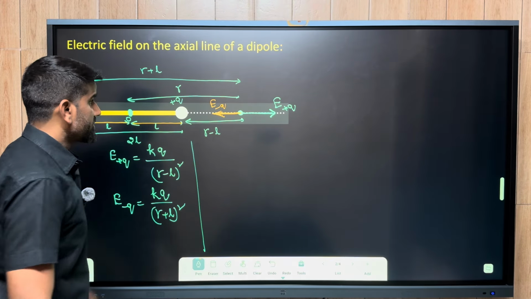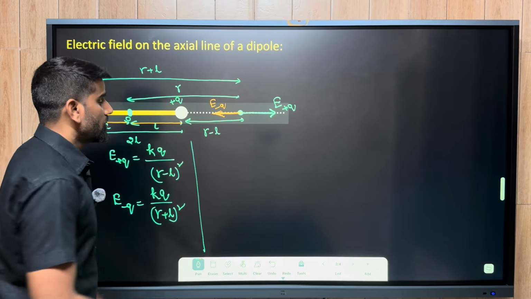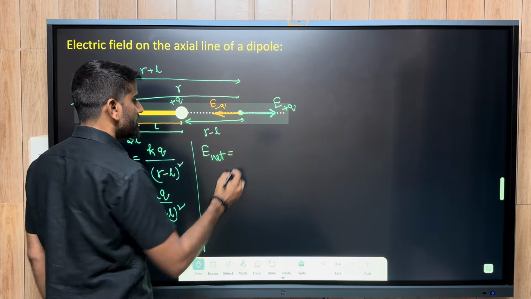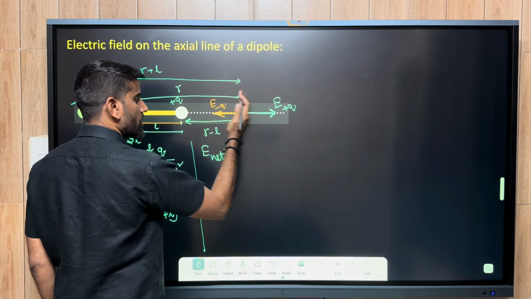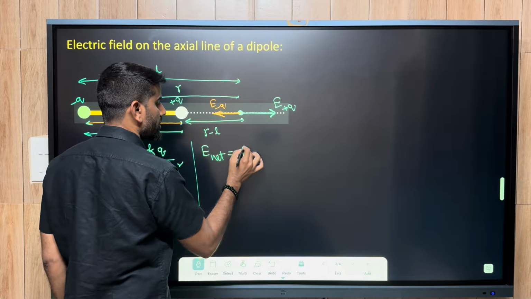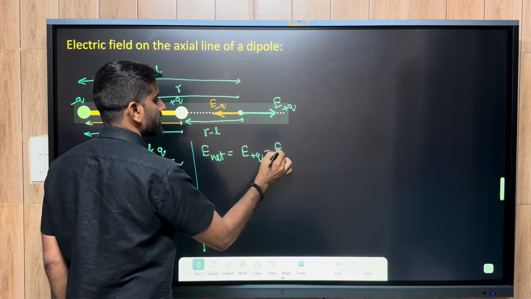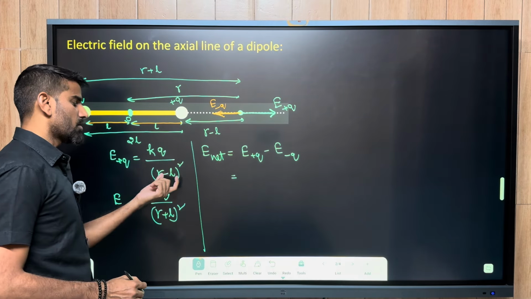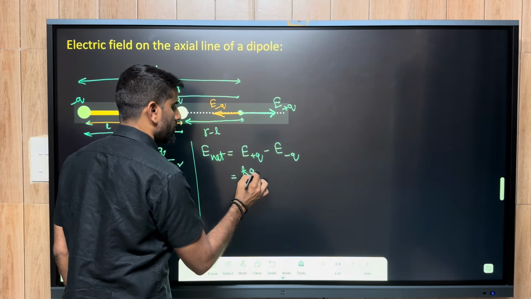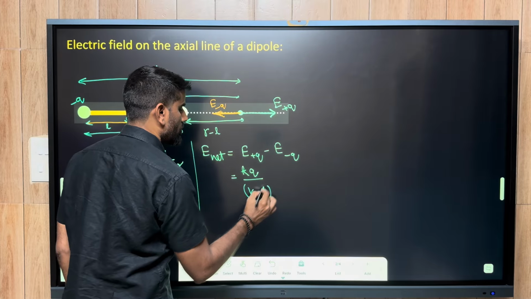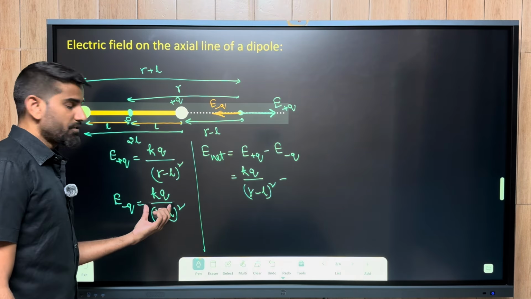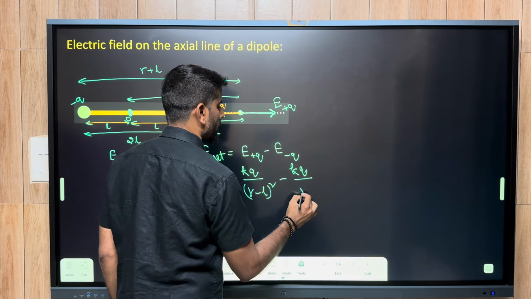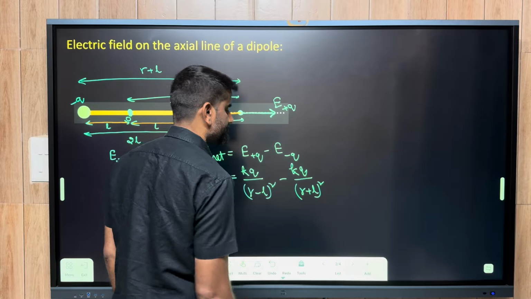Now, as these two fields are pointing in opposite directions, what is the net field? E net is equal to the rightward field, which I am taking as positive, and the leftward field, which I am taking as negative. So E net equals E plus Q minus E minus Q. E plus Q is kQ by (R minus L) whole square, minus E minus Q, which is kQ by (R plus L) whole square. Clear till now?